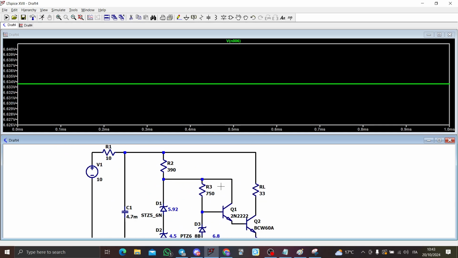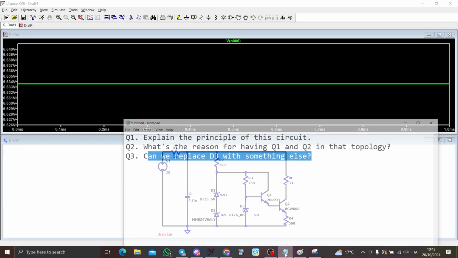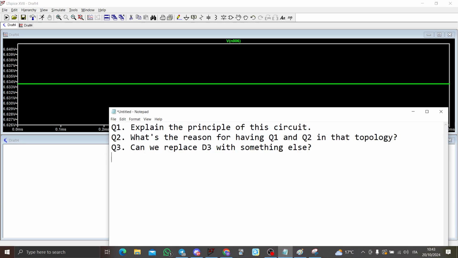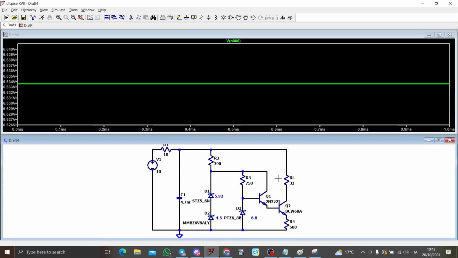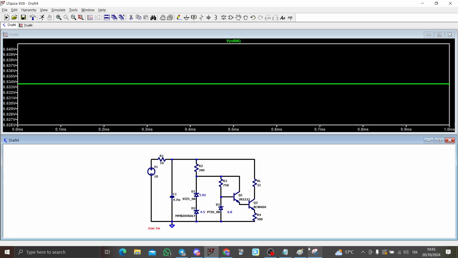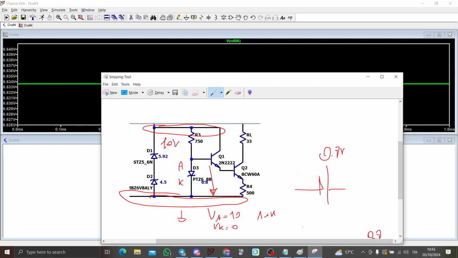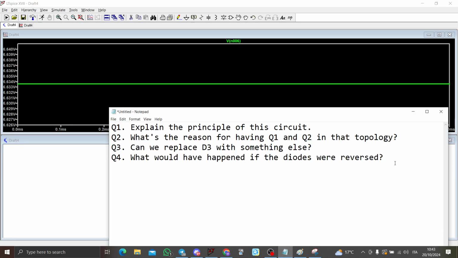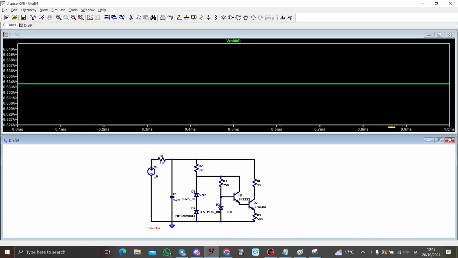I explained everything in this circuit. Let me know in the comments if I missed something. So let me know Q4: what would have happened if the diodes were reversed? Let me know in the comments if I missed something, and let me know if you appreciate this kind of videos.